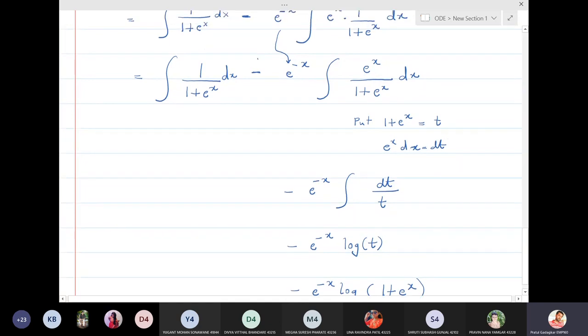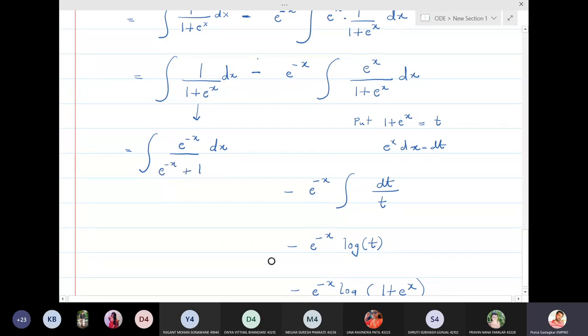Now this technique of substituting 1 plus e raised to x equal to t will not work here, because in the numerator I do not have e raised to x. So in that case, what I will do is multiply by e raised to minus x. Now there are various techniques. You can use your own technique. The solution finally of all of us will be the same. When I multiply and divide by e raised to minus x, I will get e raised to minus x plus 1.